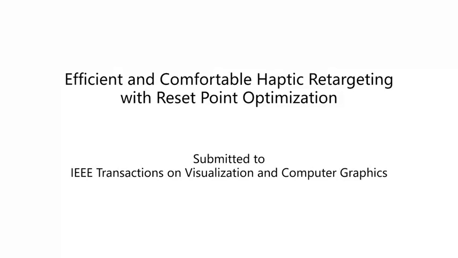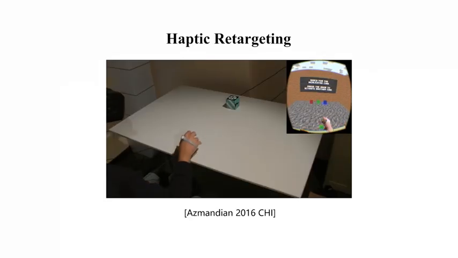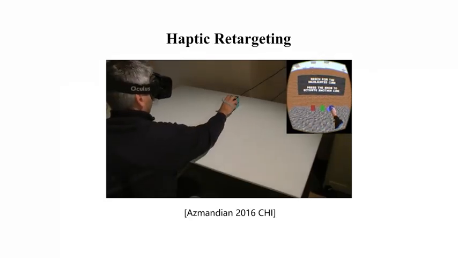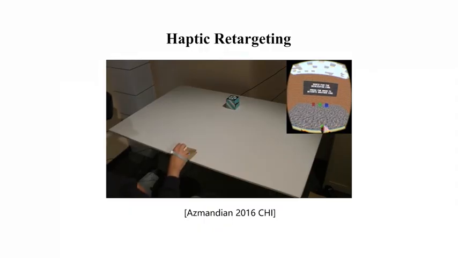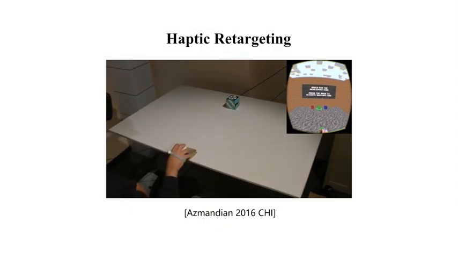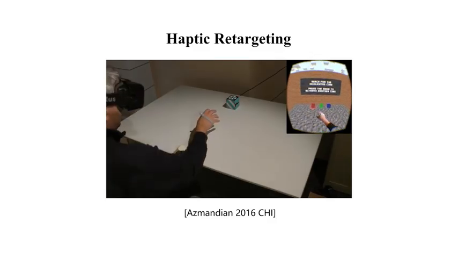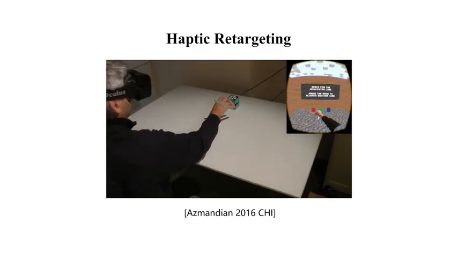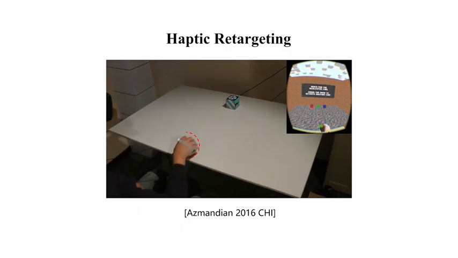Efficient and comfortable haptic retargeting with reset point optimization. Haptic retargeting is a technique that provides passive haptic feedback to the user by mapping multiple virtual objects to a single physical object by tricking human perception. It enhances the user's VR immersion through passive haptics. When the retargeting gain between the physical hand and the virtual hand exceeds the threshold, the hand needs to be moved to a fixed position for resetting.